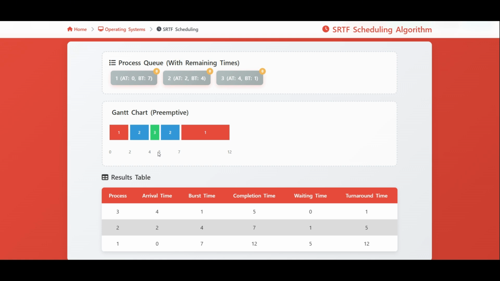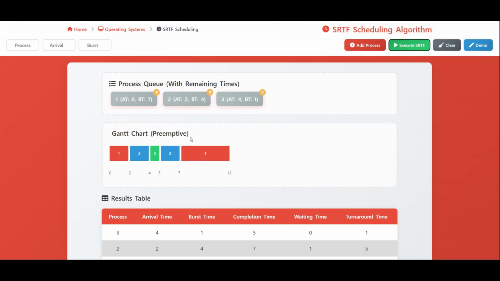The CPU then compares the remaining times of P1 and P2. Since P2 has the shorter remaining time, the CPU executes P2 again from time 5 to 7, as you can see here. And at time 7, P2 completes execution. Only P1 remains, so the CPU runs P1 continuously from time 7 to time 12 until it finishes. As you can see in this Gantt chart below, it clearly shows how SRTF causes frequent preemption and always selects the process with the shortest remaining execution time. And that's all. Let's proceed.